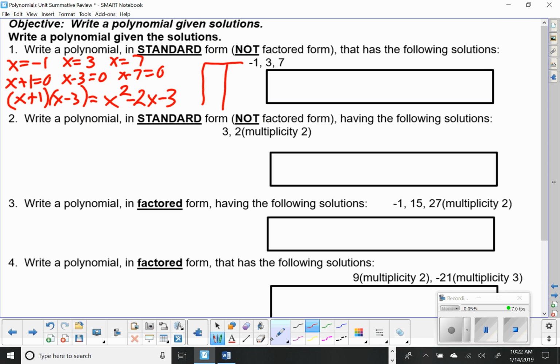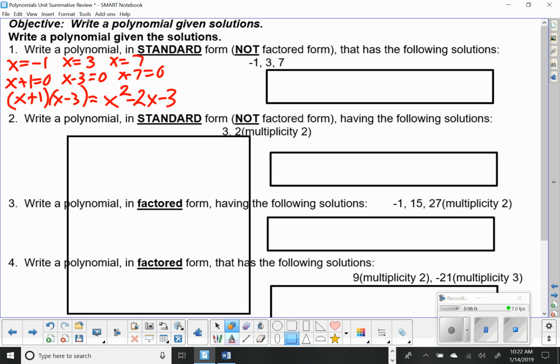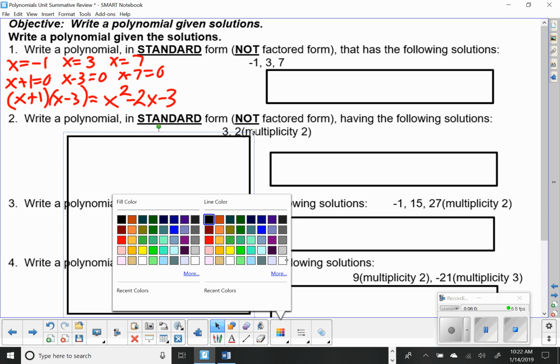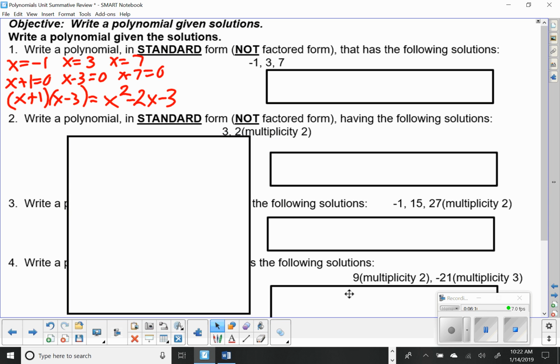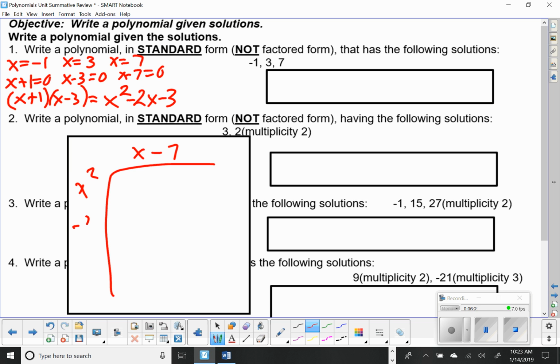Actually, I don't really have that much room, so we're going to do this. I'm going to do this guy. Give myself some space. And we're just going to fill it like this. So now, give myself back a pen. I'm going to put x minus 7 here, and then x squared minus 2x minus 3.